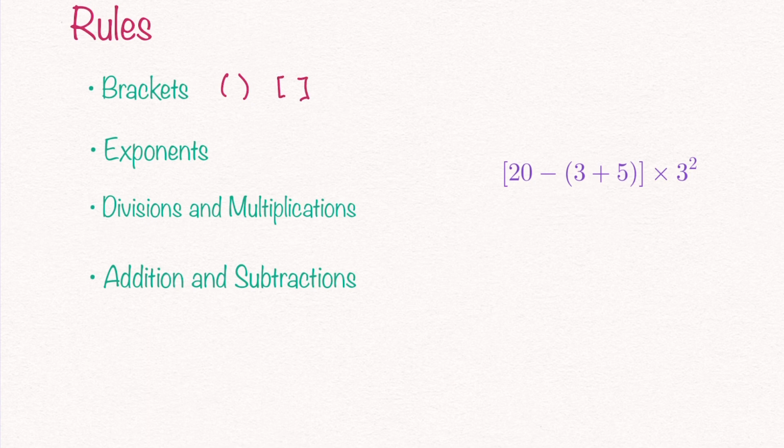If you find that the expression contains two or more sets of brackets, one inside the other, like the example here, you see the brackets are outside and there is a parentheses inside, you go with the innermost one first. So here you'd have to evaluate what's in the parentheses, 3 plus 5, first. So go with the innermost bracket. Then evaluate the outside bracket.